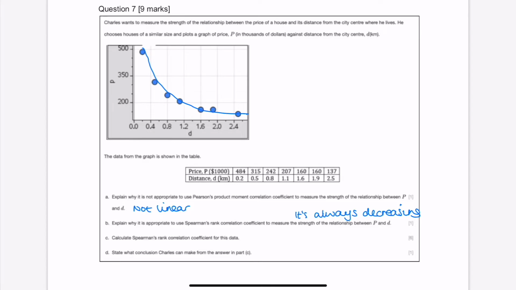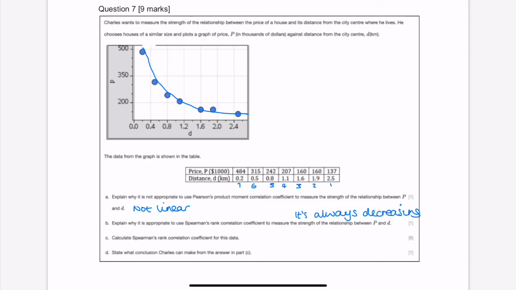And then for C, we need to calculate the Spearman's rank correlation. Now this is 6 marks, that's huge. So the first mark is to assign the ranks correctly for the 2 different categories. So personally, I'm going to start with the highest first. You can start with the smallest, it doesn't matter at all. So this is my first, second, third, and they just keep going in order. And you could do 1 to 7 the other direction, that is fine.